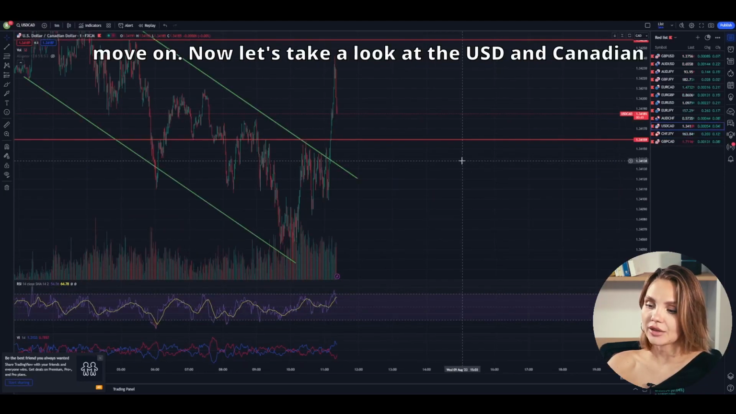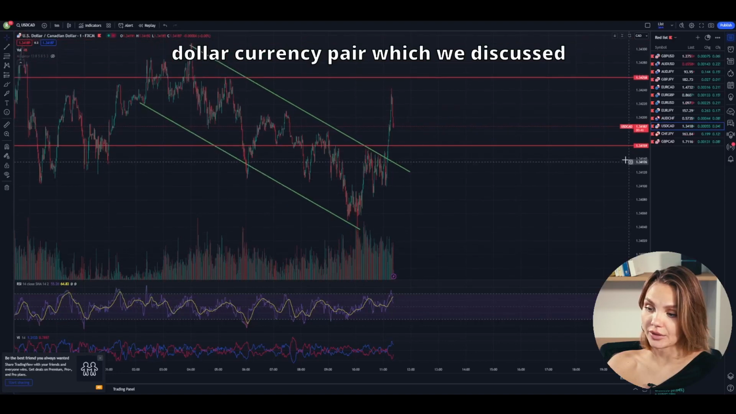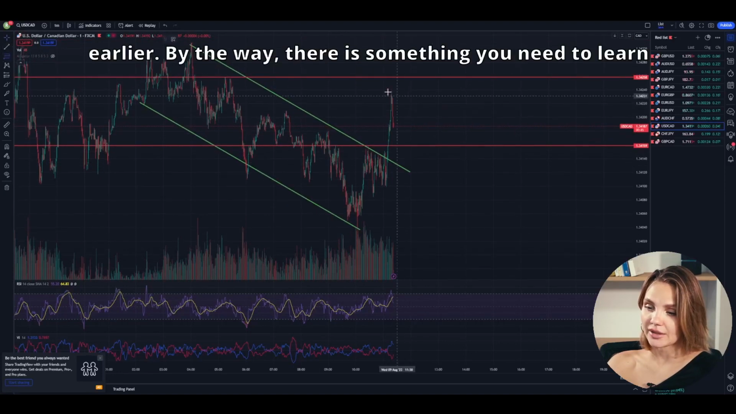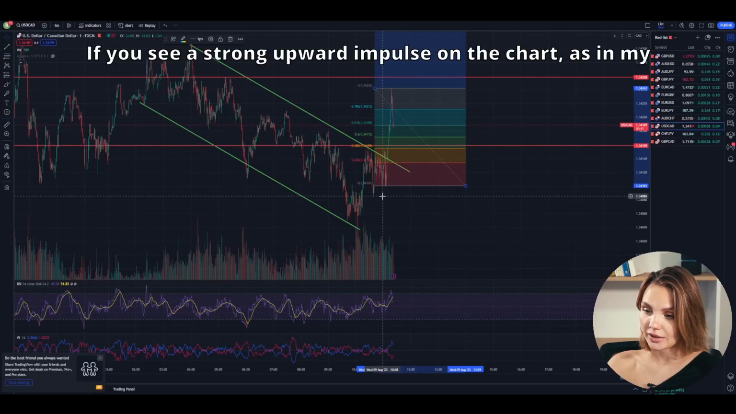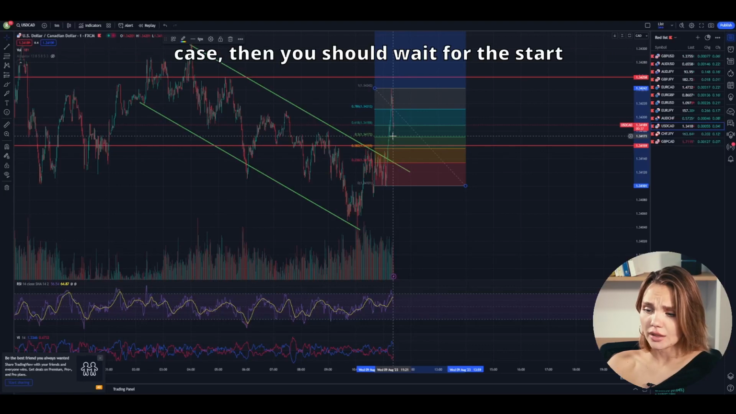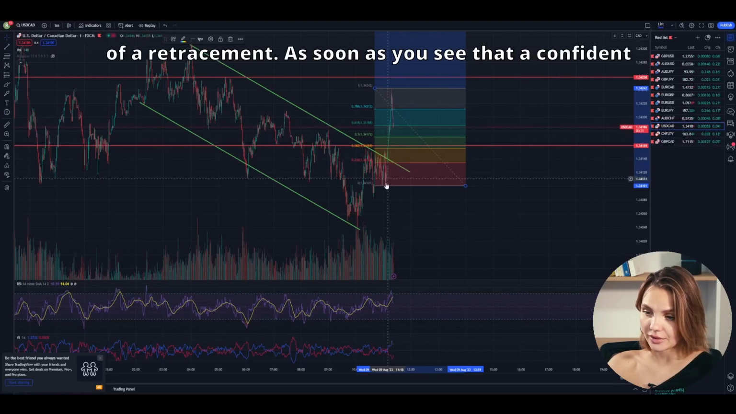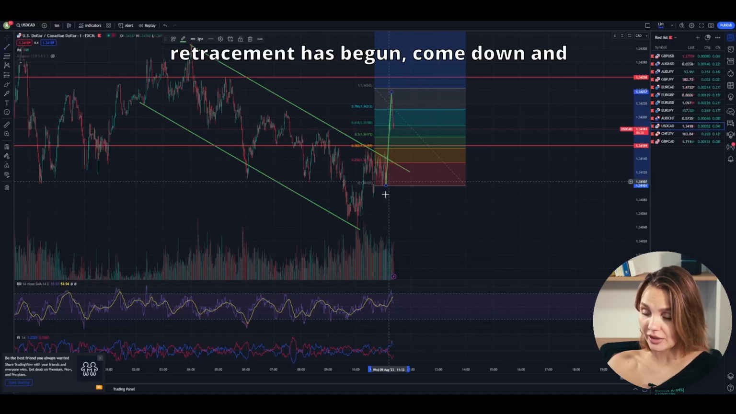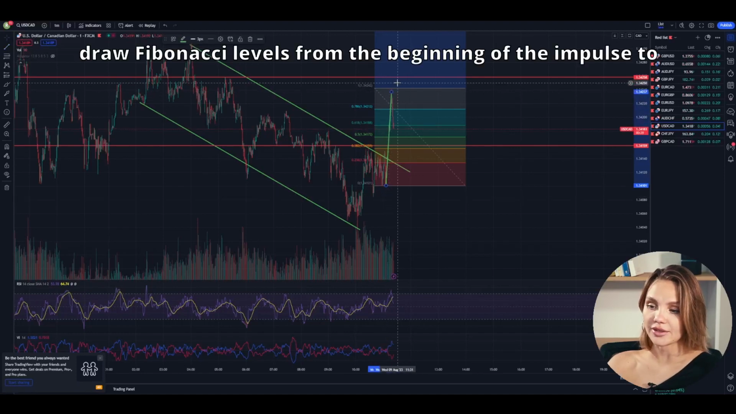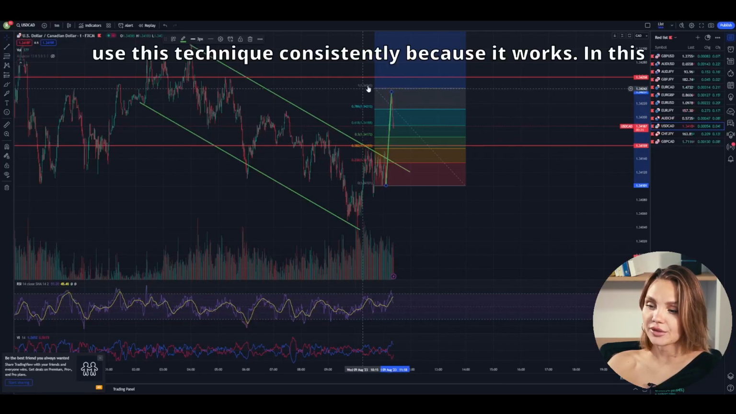Now let's take a look at the USD and Canadian dollar currency pair, which we discussed earlier. By the way, there is something you need to learn and remember as a rule in the Forex market. If you see a strong upward impulse on the chart, as in my case, then you should wait for the start of a retracement. As soon as you see that a confident retracement has begun, come down and draw Fibonacci levels from the beginning of the impulse to its end. In other words, remember to use this technique consistently because it works.